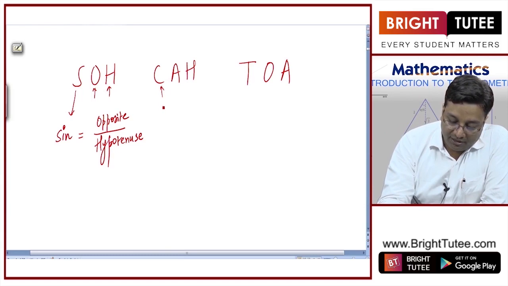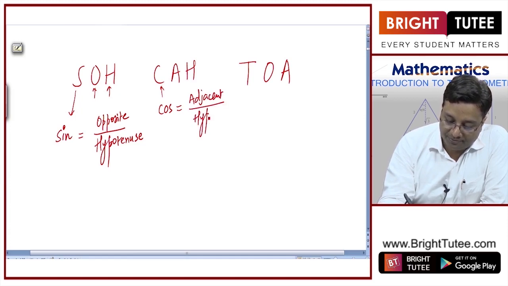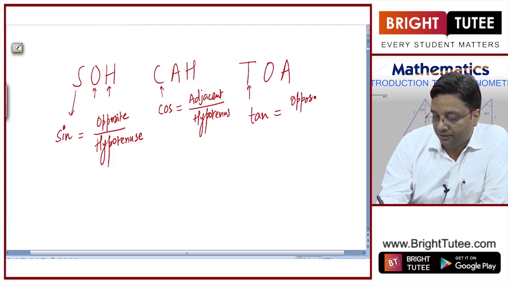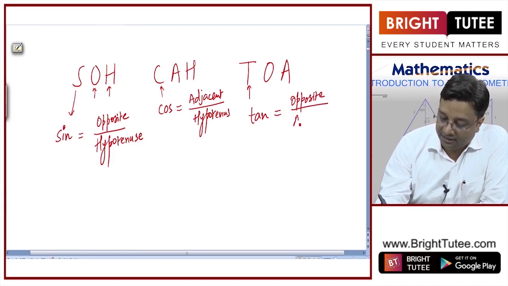CAH is cosine, that is cos. It is equal to adjacent side upon hypotenuse, and TOA denotes tan. Tan is opposite over adjacent.